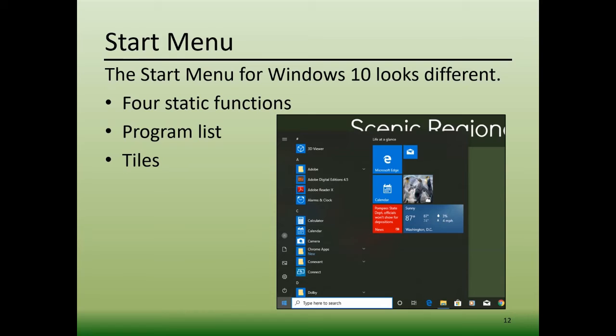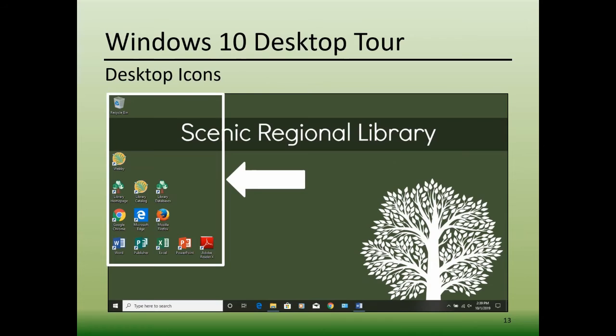In the middle is a list of all the programs that are loaded onto your computer. On the right are tiles that you can use to access commonly used programs. This whole Start menu will be covered in a lot more detail later on in this video. So now let's take a tour of the Windows 10 desktop so that you'll know where everything is located.